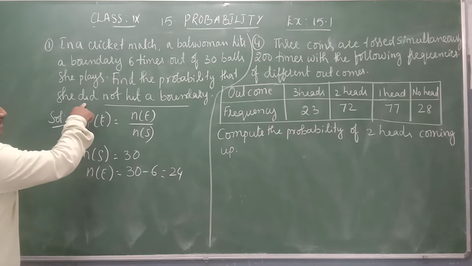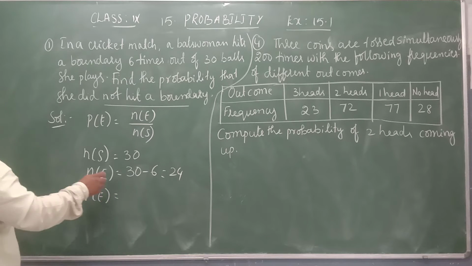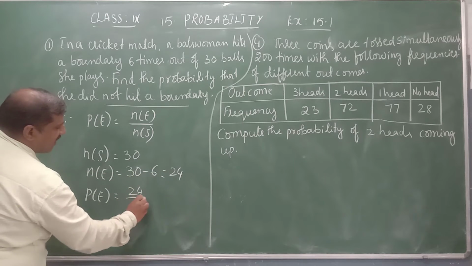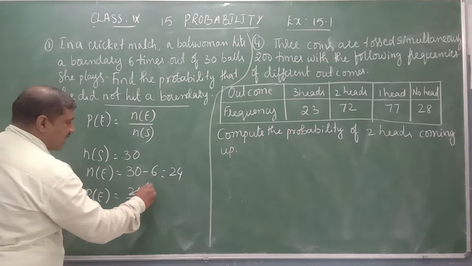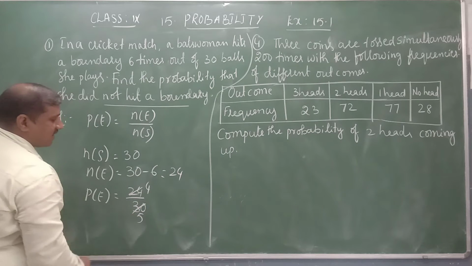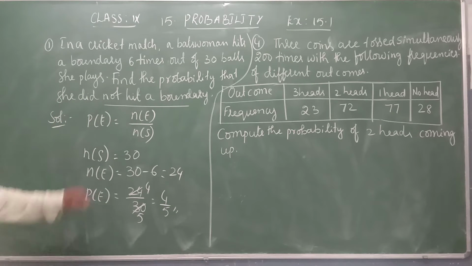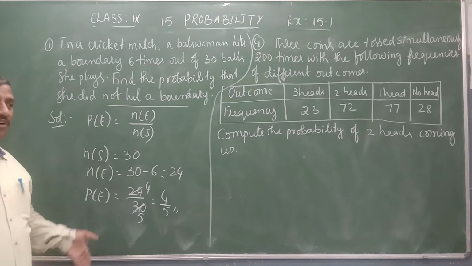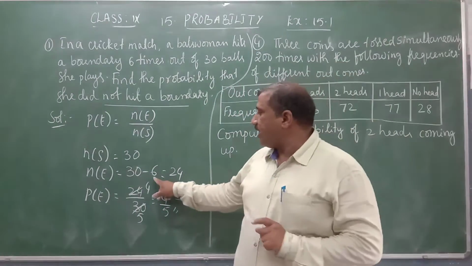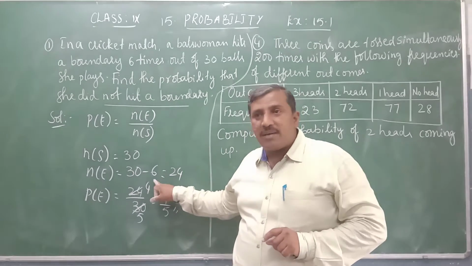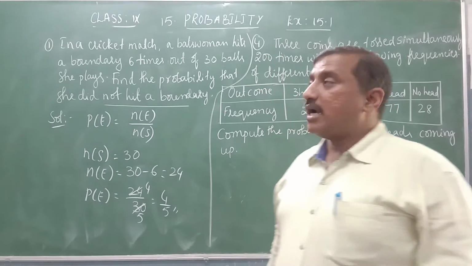Let E be the event that she did not hit a boundary. Therefore, P of E is equal to N of E, 24, divided by 30. Now simplify this. 6 fours are 24, 6 fives are 30. Now it is 4 by 5, the probability that she did not hit a boundary. First we have to find how many times she did not hit a boundary. That we will calculate by subtracting the number of times she hit a boundary from the total number of balls which she played.